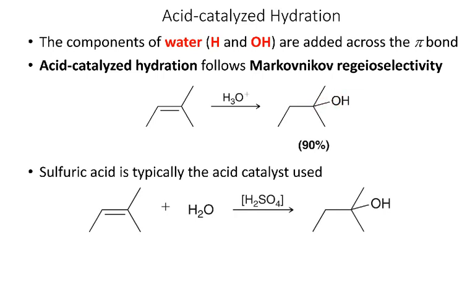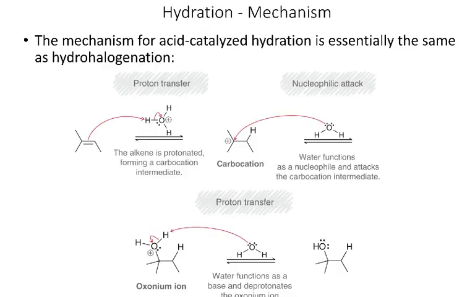And the most typical catalyst used in acid-catalyzed hydration is sulfuric acid. And so very often when we have catalysts, we put those in brackets to denote them as catalysts. The mechanism for acid-catalyzed hydration is essentially the same as the mechanism for hydrohalogenation.